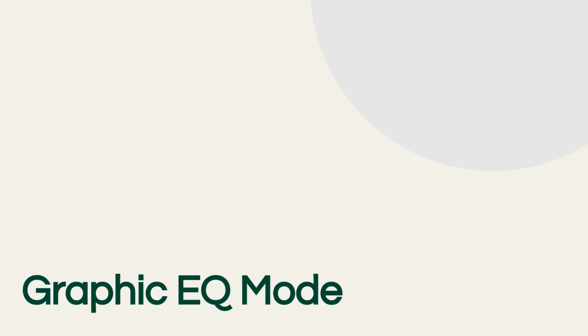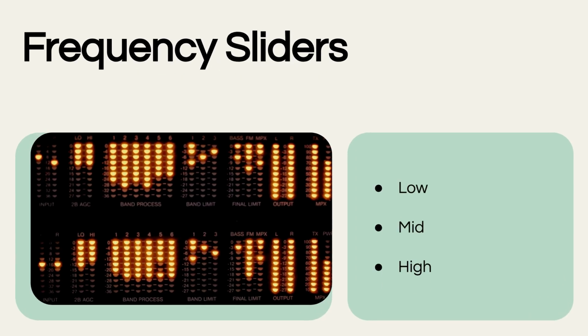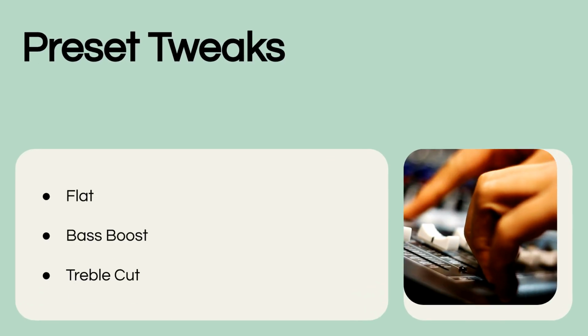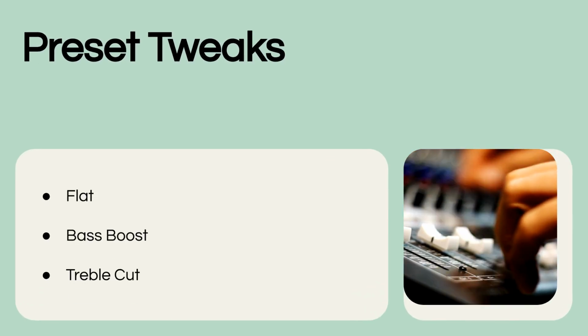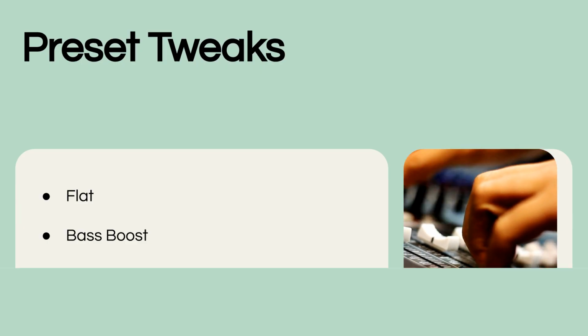Graphic EQ mode, which is excellent for quick, targeted adjustments using predefined bands. In graphic EQ mode, you use vertical sliders, each controlling a narrow frequency band, typically labeled as low, mid, and high frequencies. You can also load various presets like bass boost or treble cut, and then tweak the individual sliders from there for rapid results.